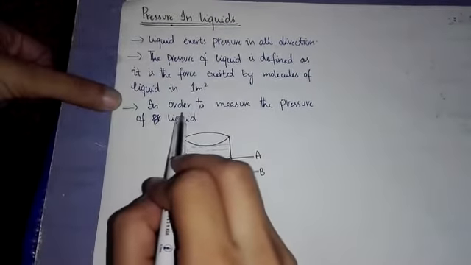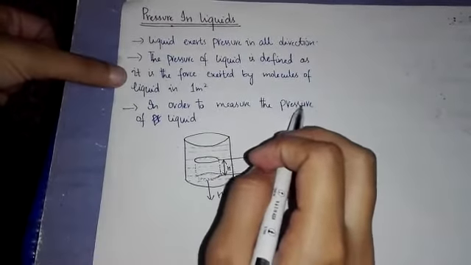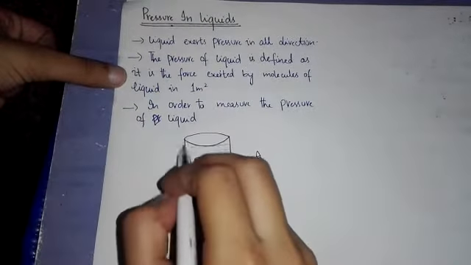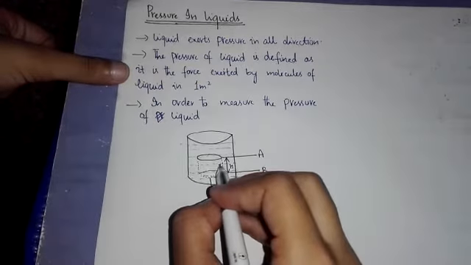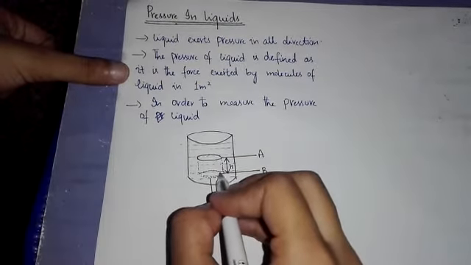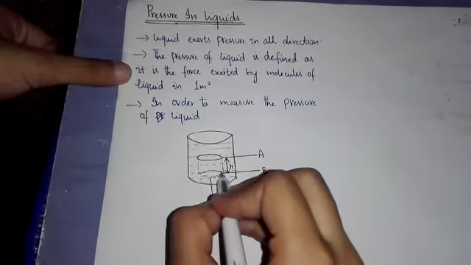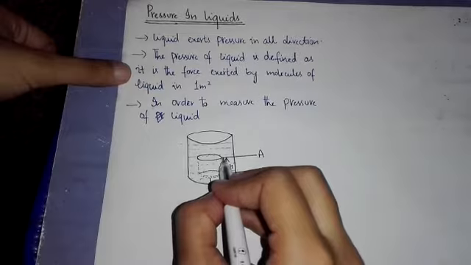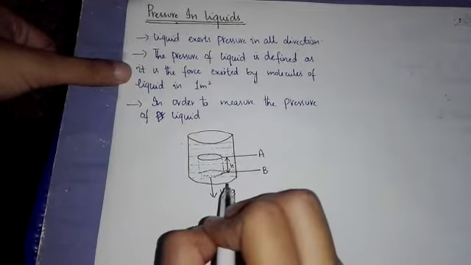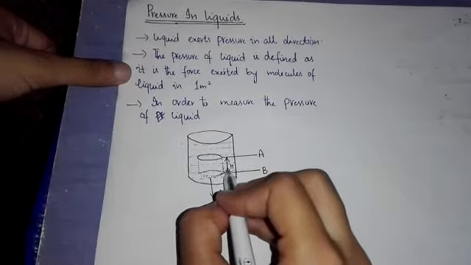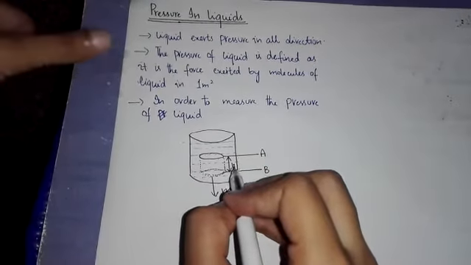In order to measure the pressure of the liquid, we place a disc or a sensor inside a beaker that is full of water. The position of this disc inside the beaker is measured from position A to position B, and the height of the disc is h, right?